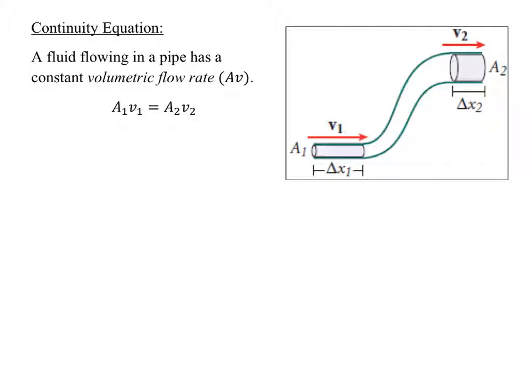So the idea is this. If you have a change in the cross-sectional area, and you've done this before, have you ever put your thumb over the end of the garden hose? What happens to the water? It sprays out when you put your thumb over the very end. It's the same thing as this.